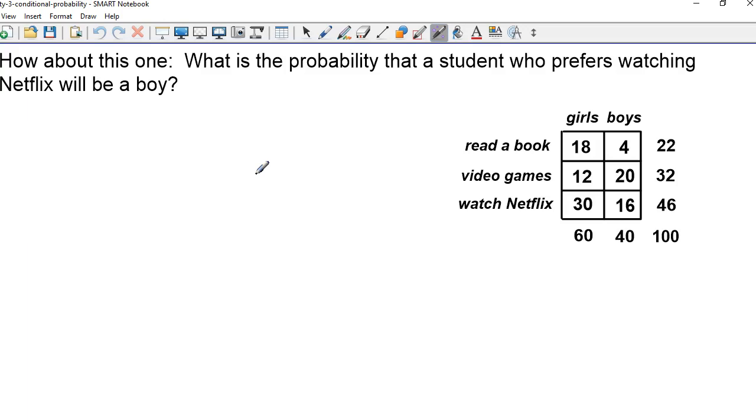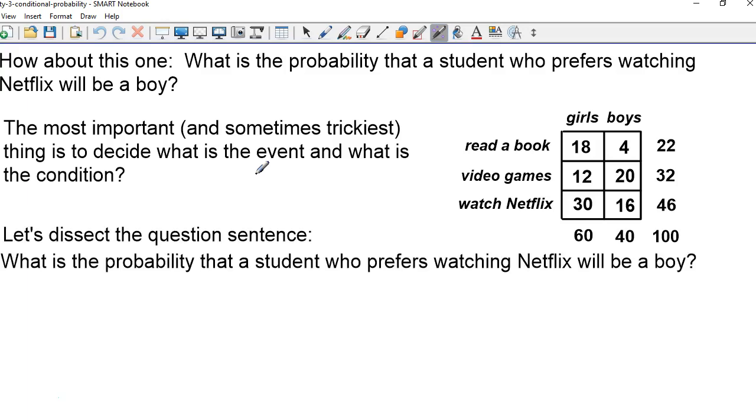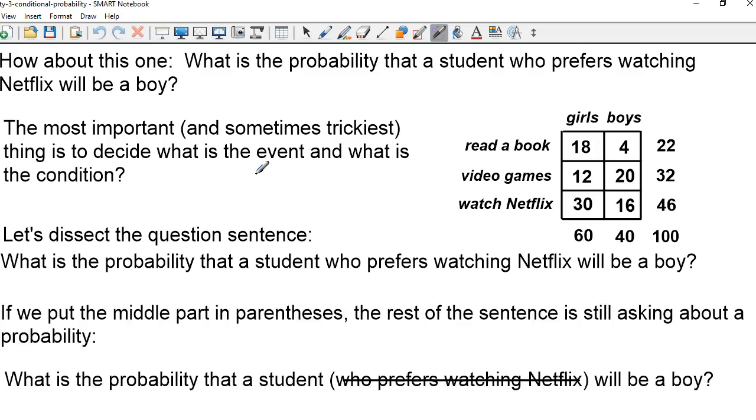Okay, how about this one? What is the probability that a student who prefers watching Netflix will be a boy? If I write it that way, the most important, and sometimes the trickiest thing, is to decide what part of that statement is the event and what part is the condition. So let's dissect the question sentence a little bit more. It says, what is the probability that a student who prefers watching Netflix will be a boy?